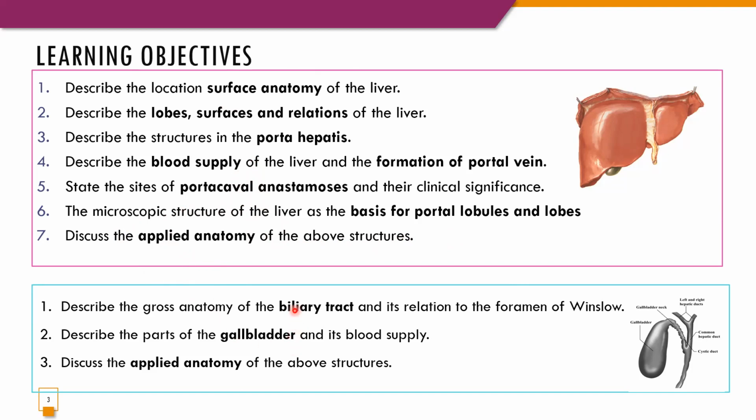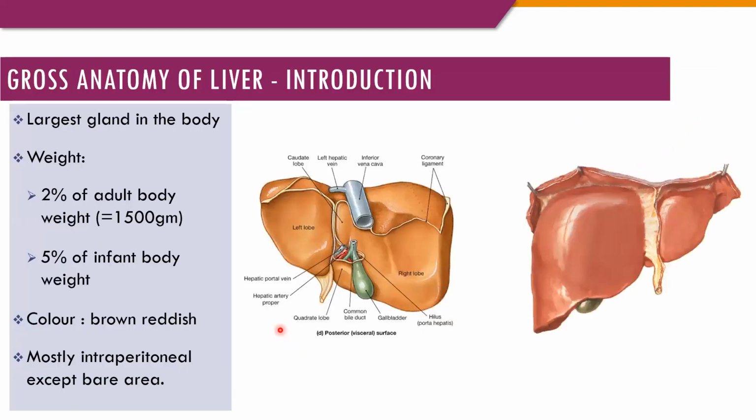The second chunk is about the biliary tract. It's going to be a very short part. What is there in the biliary tract, and what is the relation of the biliary tract to the foramen of Winslow? What is the foramen of Winslow? And then we're going to learn about the gallbladder, everything about the gallbladder, and its supply, and some anatomy of the biliary tract and gallbladder. Okay, let's go to the liver first.